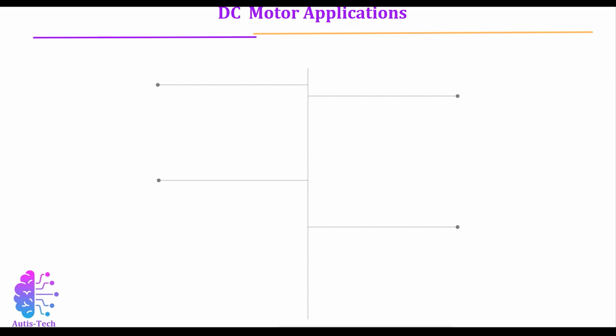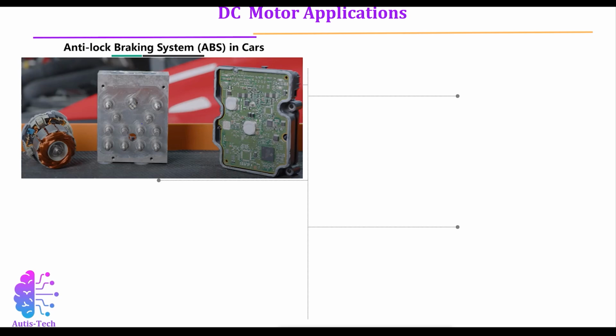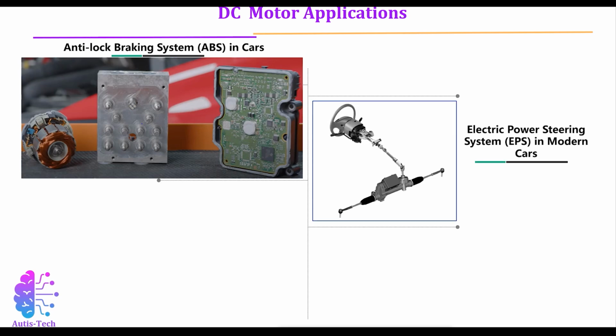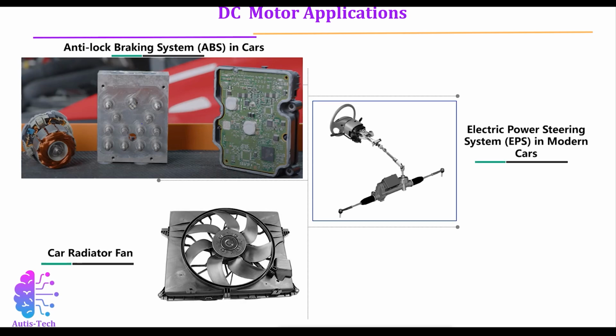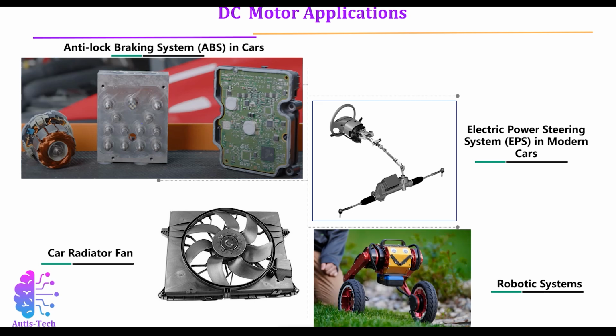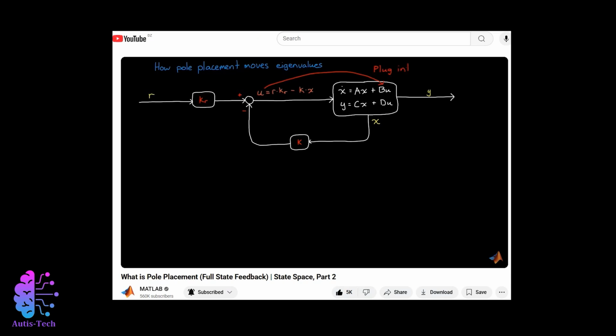DC motors are widely used across modern industries due to their versatility and precise control capabilities. Common applications include anti-lock braking systems, electric power steering systems, radiator cooling fans in automobiles, and various robotic systems. Given their importance in such critical systems, studying the control of DC motors is both valuable and essential.